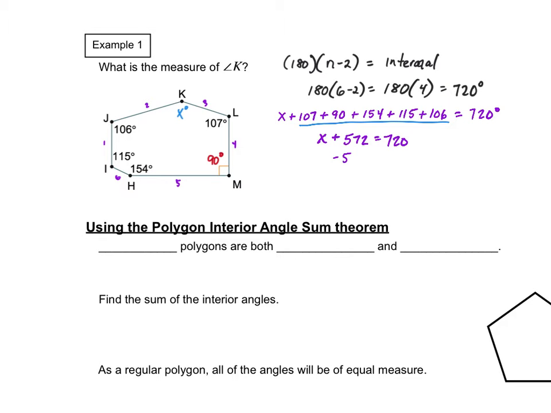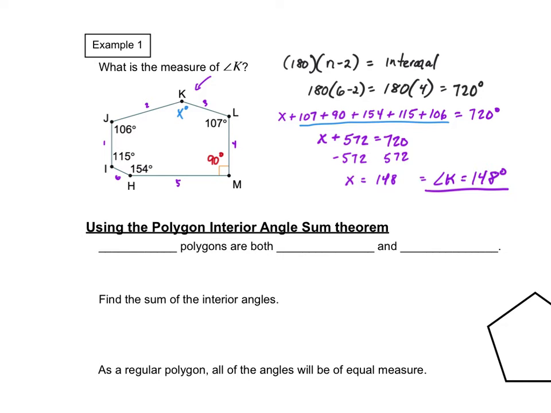I'm going to go ahead and do my inverse operations to isolate my variable. And it turns out that x is going to be equal to 148, which in this case was angle K. So angle K is going to equal 148 degrees, right there. So we were able to use that formula, finding out some information to identify that unknown value. And there you go, there's a good example of practicing that.